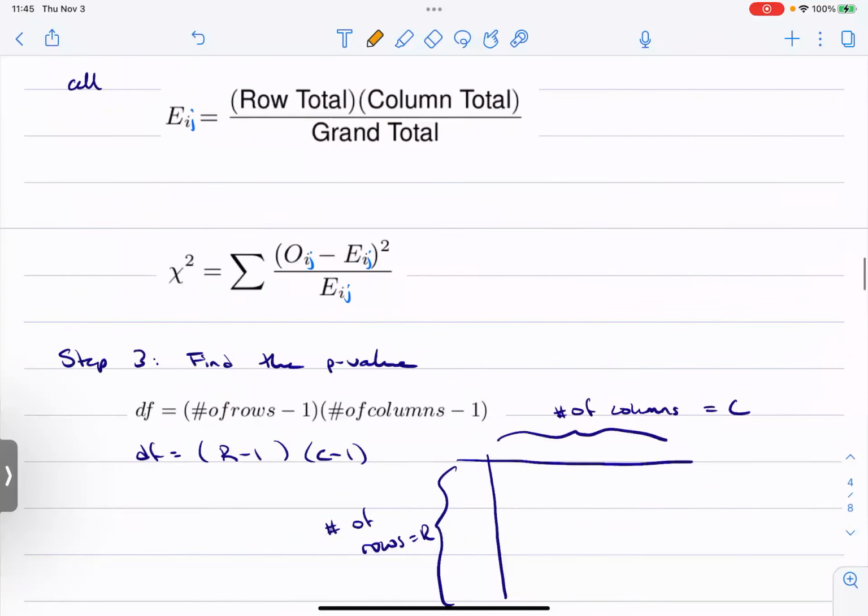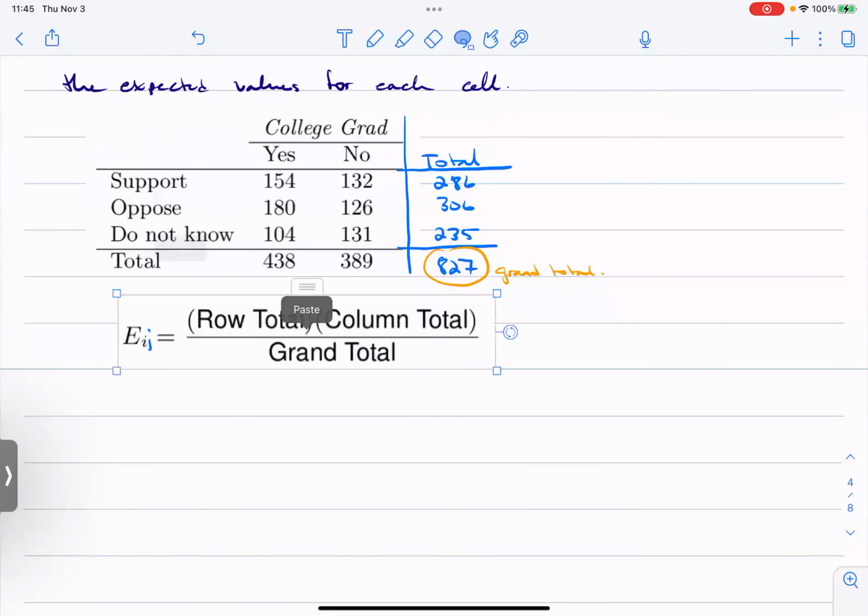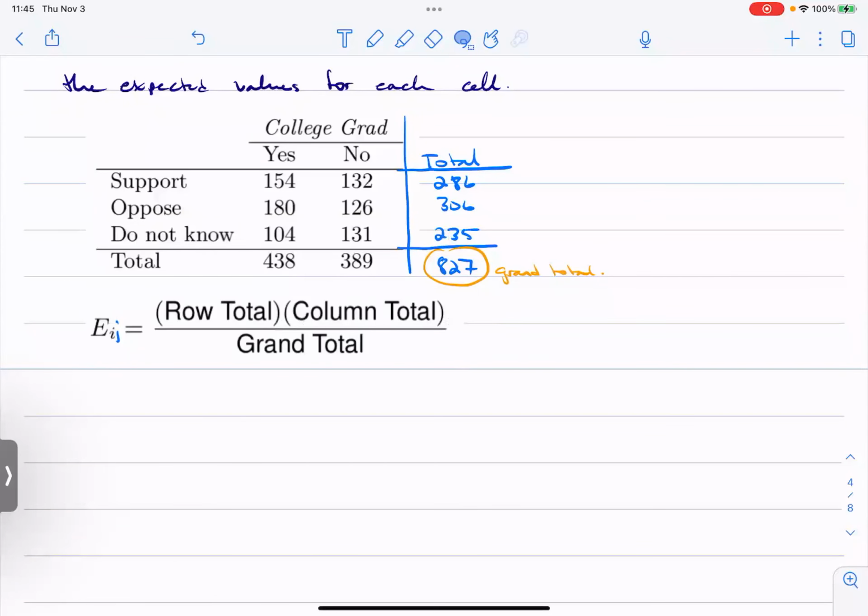The expected counts we find like this. For cell 1-1, just for simplicity's sake, the row total is 286 and the column total is 438, divided by the grand total of 827. So you can see how even though the row total is the same for this row, the column totals are not, right? And so you're going to have expected counts that are different for each of these. If these values were the same, then they wouldn't be different, but in this case, they are.